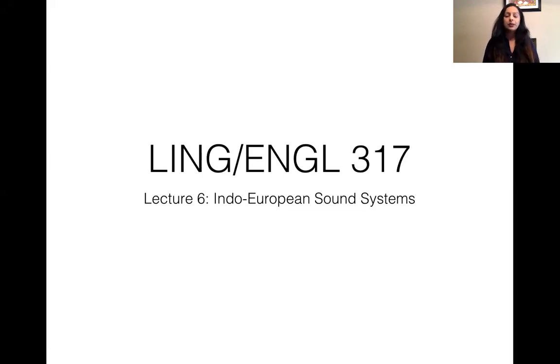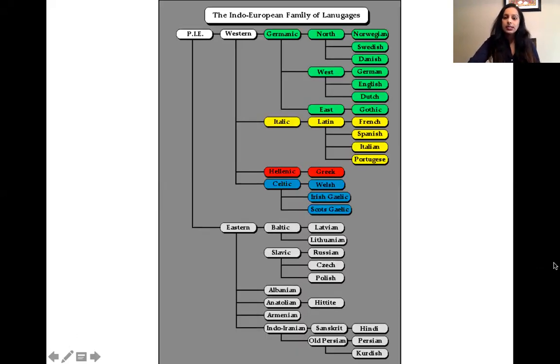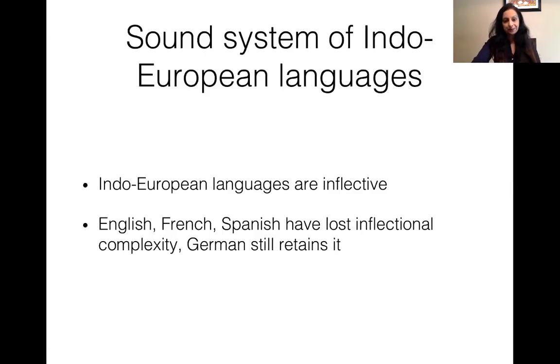In this video, we are going to be looking at the sound systems of Indo-European. This is kind of where we ended last lecture video. We were looking at the Indo-European family of languages, and you can see that Proto-Indo-European, which was reconstructed from languages that are spoken today in the Indo-European language family, can be divided up into the Western branch and the Eastern branch, and English is in the Western Germanic branch of Proto-Indo-European.